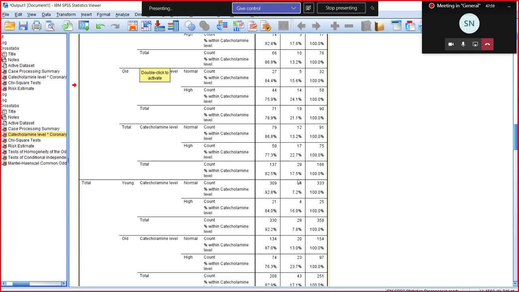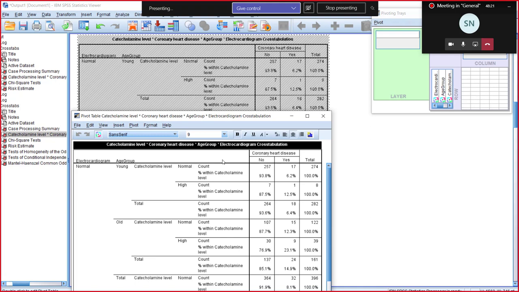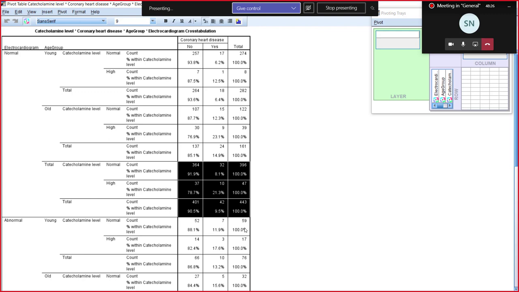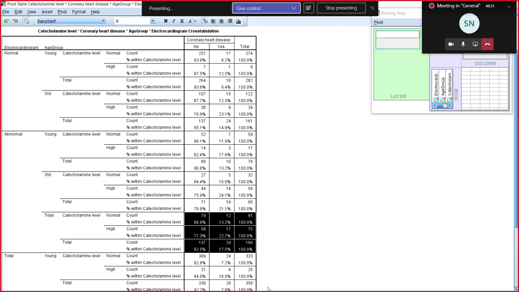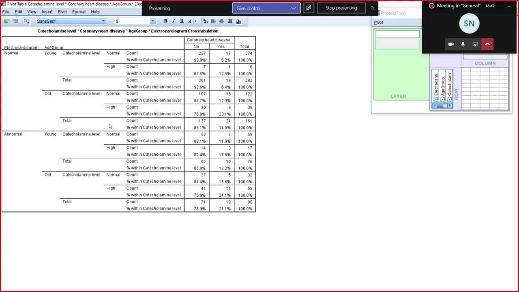Please take note that this one is only for version 18, 19, 20. If version 17, you end up with the same table that I had before, same like the other one. So this one, how come so different? Because we don't need this one. I'm going to show you. I'm going to delete this one. This one also not needed. So the four tables are just this: normal and young, normal and old, abnormal and young, abnormal and old. So that's the correct one.